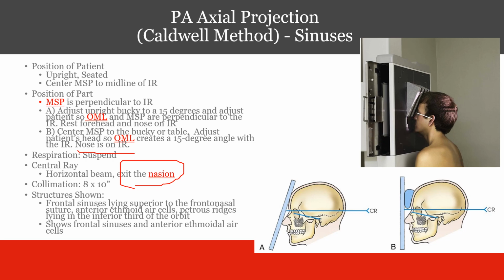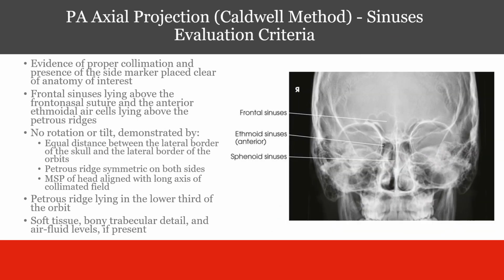The petrous ridges are lying in the inferior third of the orbit, and it shows the frontal sinuses and the anterior ethmoidal air cells. So looking at the images, we're looking at the two major sets of sinuses that are visualized, the frontal sinuses and the ethmoidal air cells, specifically the anterior ones.